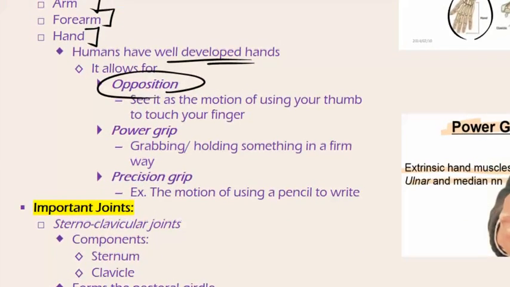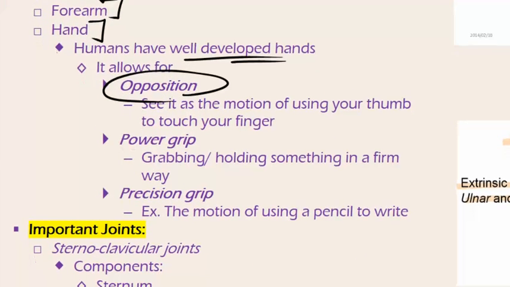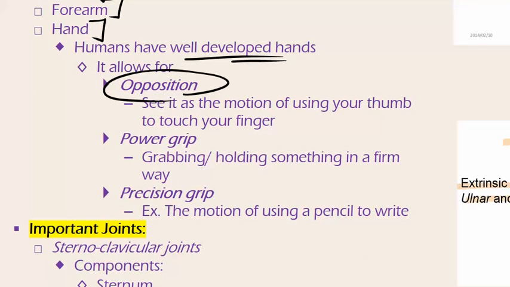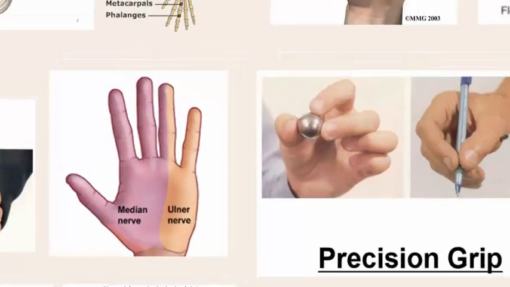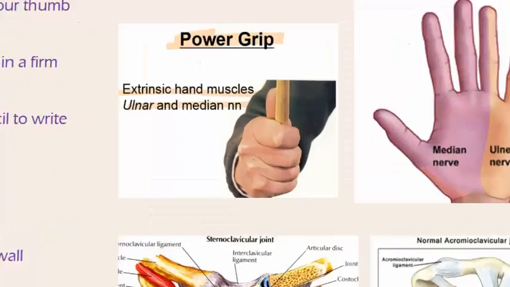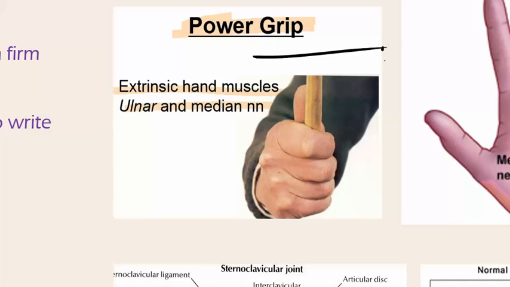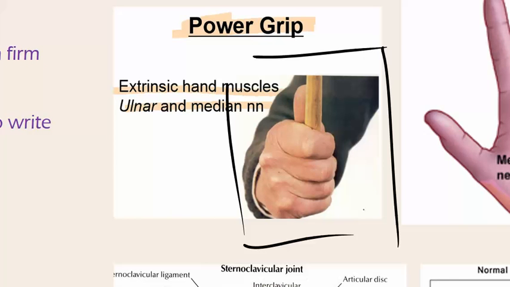Right. So also, we have developed the ability to grip something, like power grip. This is when you're literally grabbing something in a very firm, forceful way. Here goes some depictions of that. So right here, I think this person is grabbing probably a stick or something, right? So it's the forceful grip.